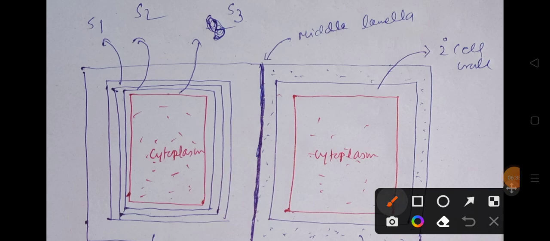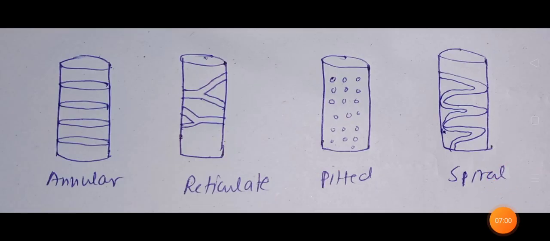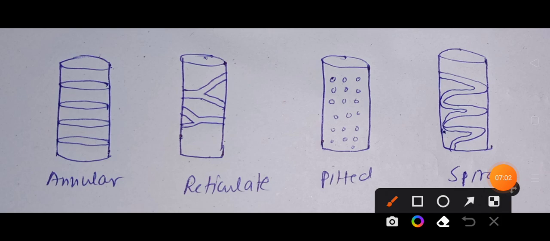Okay, and the various components of polysaccharides, for example, xylan, pectin, protein, phenolics, then hemicellulose, lignin, which we have talked about, are deposited in a variety of arrangements. That is very, very important to understand. These arrangements are annular, reticulate, pitted and spiral. That is the arrangement by which polysaccharides are deposited in the secondary cell wall. Okay, so that is all about the secondary cell wall.